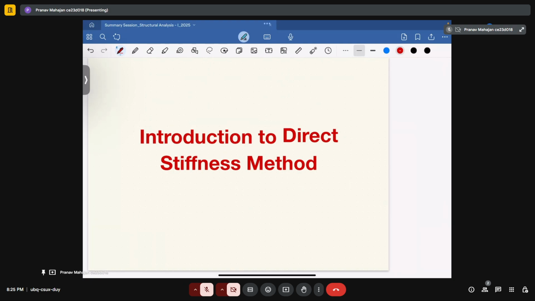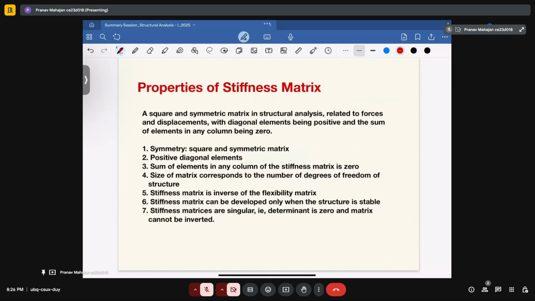Okay, so for the direct stiffness method, first I will discuss some of the properties related to the stiffness matrix. So this stiffness matrix is a square and symmetric matrix which is related to forces and displacement, in which all the diagonal elements are always positive and the sum of elements in any column will be equal to 0.